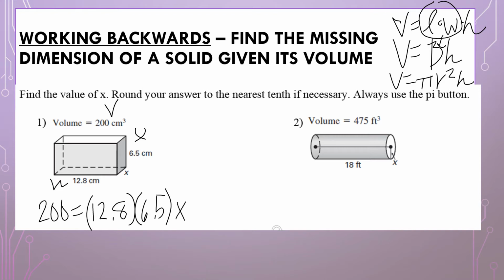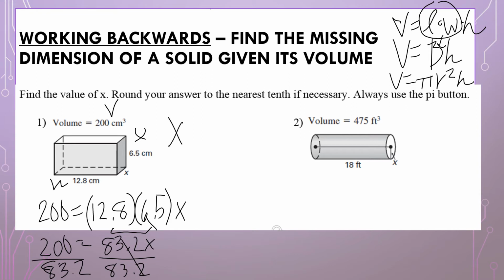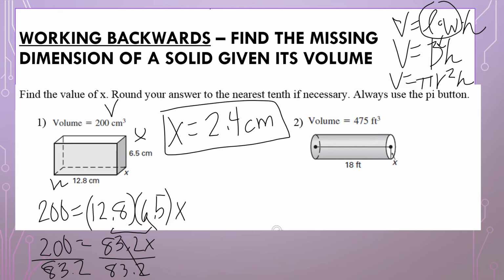So you need to multiply these two together to get one common term. 200 equals 12.8 times 6.5 is 83.2. And then you would solve this like you normally would. So divide both sides by 83.2 to get x by itself. 83.2 cancels on that side, and you end up getting x equals 2.4 centimeters for the width there.